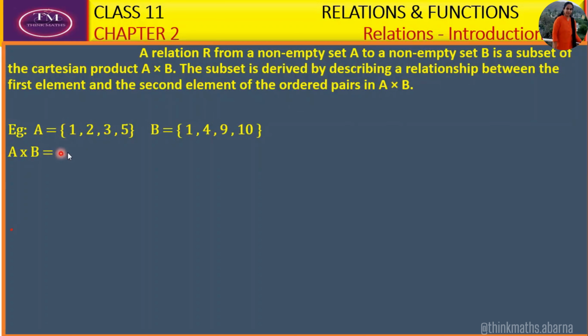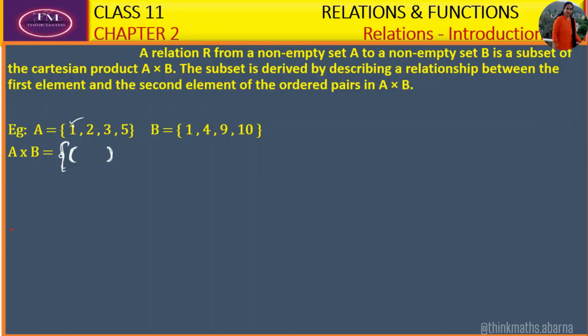Now we have to find the Cartesian product. What is the Cartesian product? We have to pair every element of A with every element of B. We take an element from A and pair it with all the elements from B. So A cross B consists of ordered pairs. Start with the set bracket and write the ordered pairs inside the curly bracket. We take the first element from A and the second element from B.